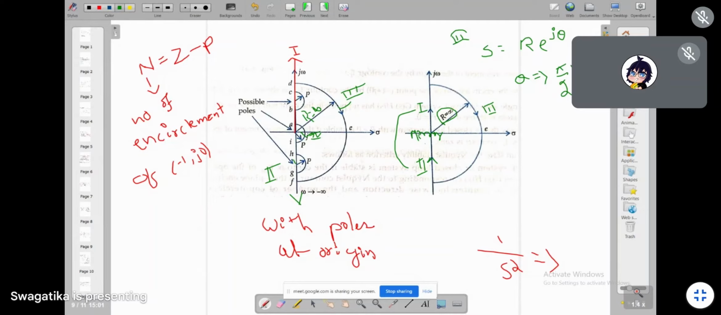Write down: path number 3 is the locus of a semicircle with radius r equals infinity.